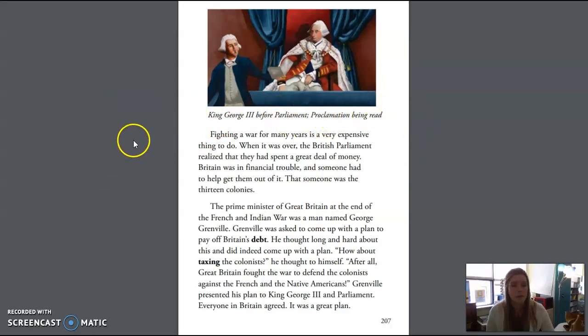Fighting a war for many years is a very expensive thing to do. When it was over, the British Parliament realized that they had spent a great deal of money. Britain was in financial trouble, and someone had to help them get out of it. That someone was the 13 colonies.